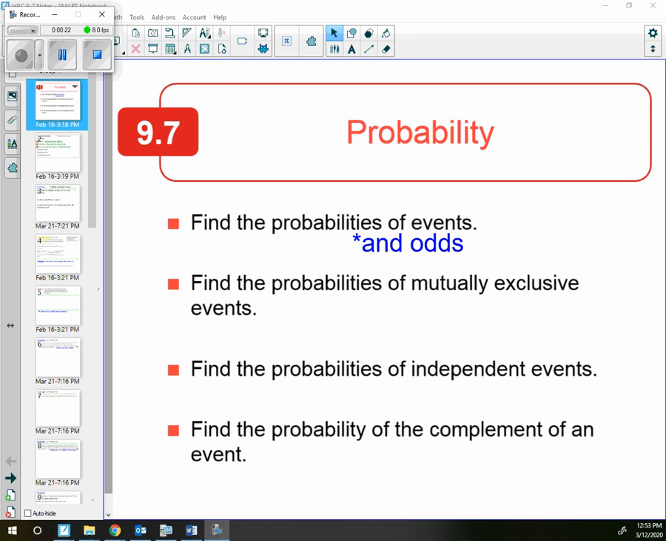So we want to make sure we make the distinction. A lot of people use those words interchangeably, but they are not the same thing. Very closely related, but not the same thing. So we're going to talk about probability and odds, how to find them, what mutually exclusive versus inclusive mean, what independent, dependent, and complements mean. What can we use for complements to help us solve? So kind of a big overview on probability.